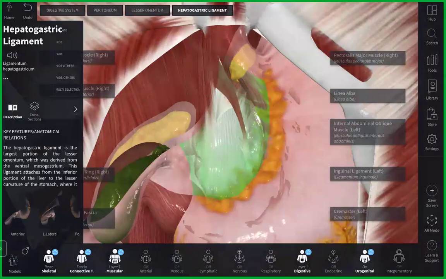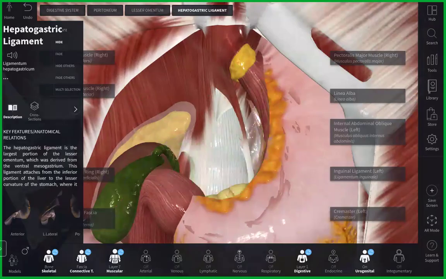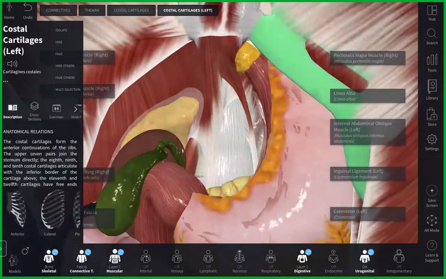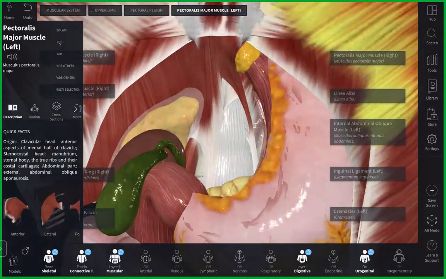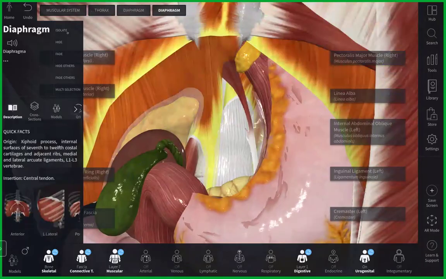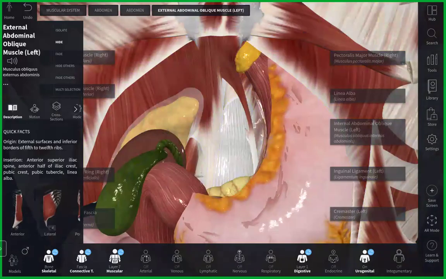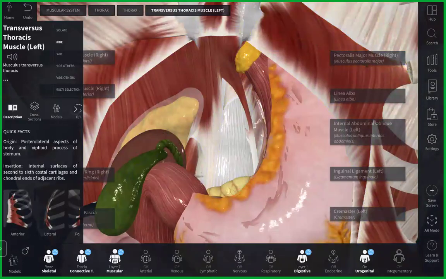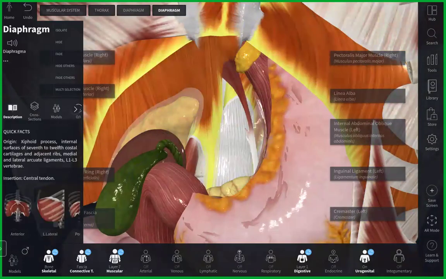Okay, so let's hide the hepatogastric ligament. So I'll show you the important things. All of the important things will be shown, and whatever I show you, that's very important. Then we'll go to notes and tell you what to study and how to study. Okay.